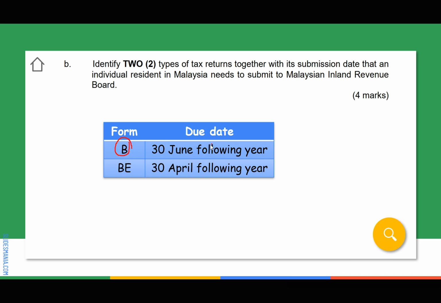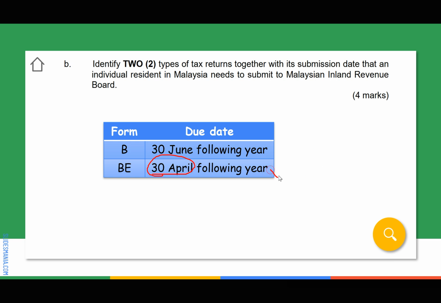Submit Form B, and the due date will be next year because we calculate our tax, guys, based on the calendar year. So let's say the income for 2025, you need to calculate starting from January 2025 to December 2025. So you are going to pay your tax next year. That's why here the due date will be 30th June next year. And then number two, how about an individual without business income? Meaning you only have employment income. That one you don't have to submit Form B. You submit Form BE. So for BE, the due date is earlier compared to Form B, which is 30th April.